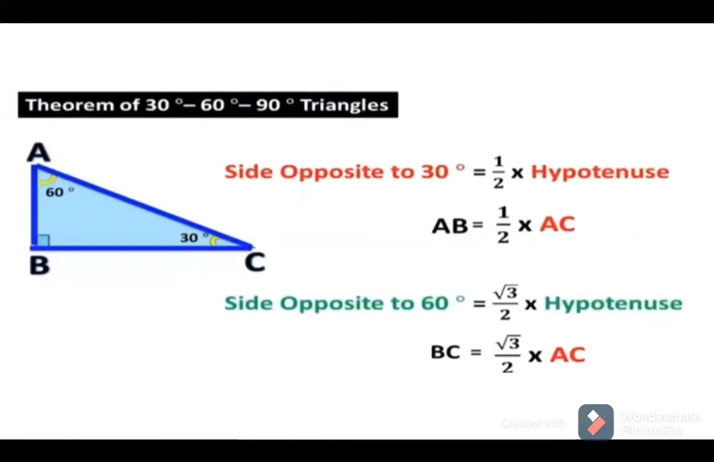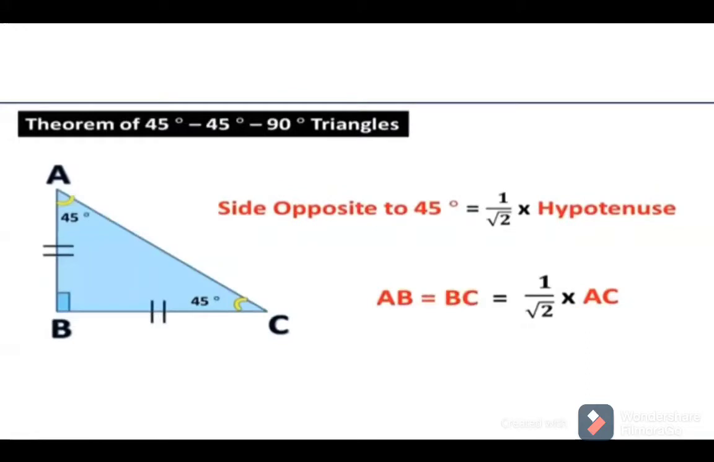Let's study theorem of 30, 60, 90 triangle. Side opposite to 30° is equal to half of the hypotenuse, and side opposite to 60° is equal to root 3 upon 2 into hypotenuse.